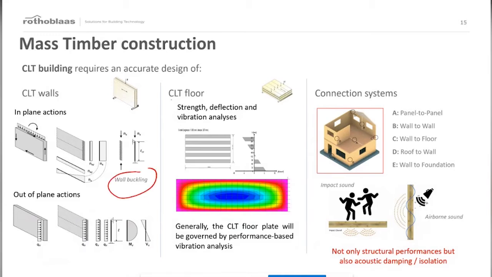Then for CLT floor, the main issue concerned is the vibration analysis. And for the connection system, we have to verify all the connections that we have in the structural element. For example, the base connection, the corner connection, the interstory connection, and panel-to-panel connection. But the design is focused not only on the structural purpose, but also on the acoustic issue.